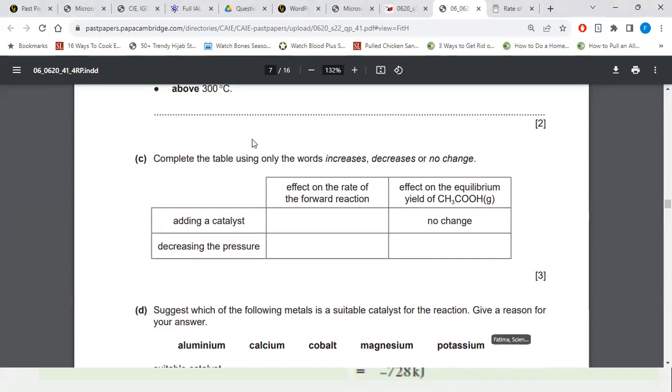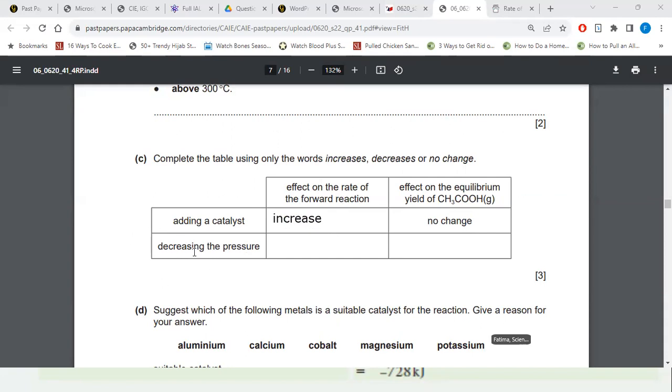Now they're saying complete the table using only the words increase, decrease, or no change. When I add a catalyst, what happens to the rate of reaction? Increase. What does a catalyst do to the rate of reaction? It increases the rate of reaction. If I add a catalyst, it makes the reaction faster, right? So it will increase the rate of reaction.